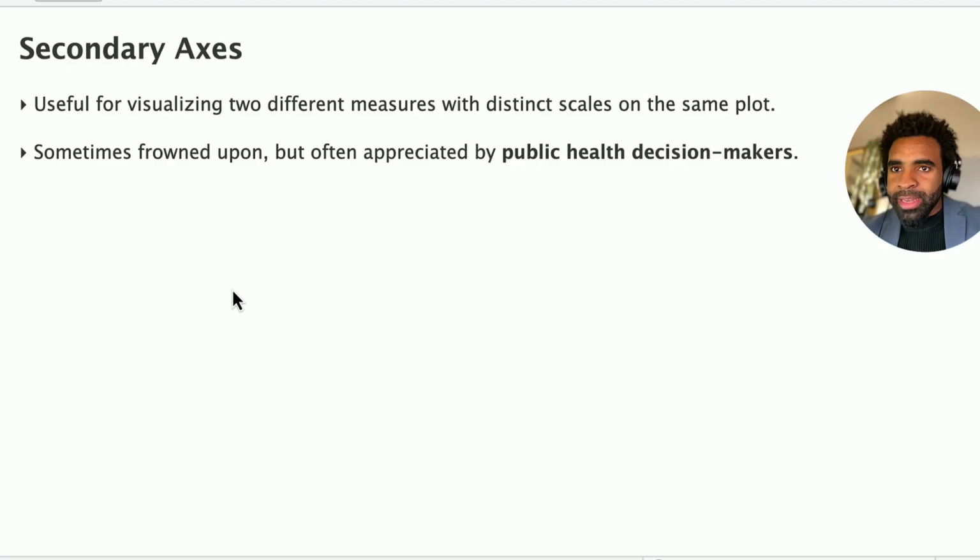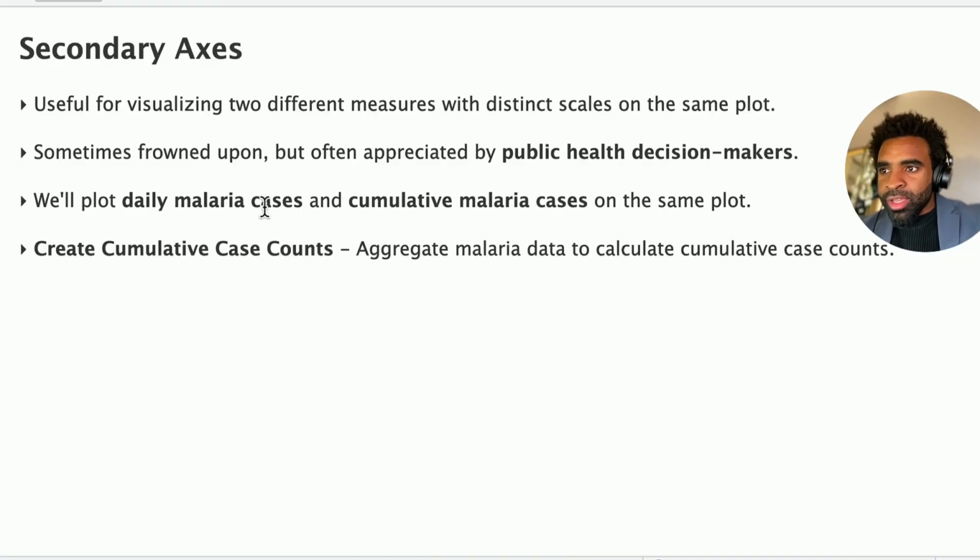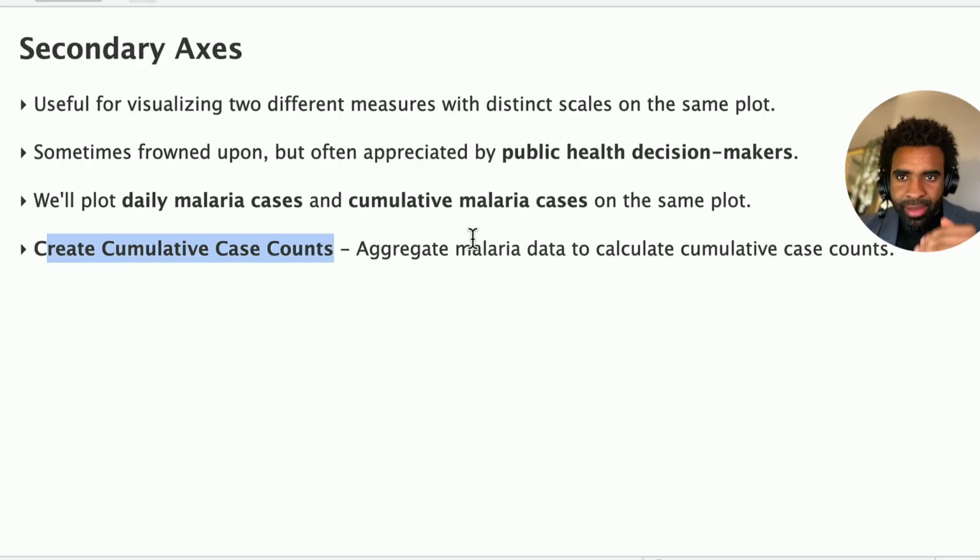So a very common example of the kind of secondary axis plot we are asked for in public health data visualization is plotting daily and cumulative cases on the same plot. We're going to do this using our MAL dataset, plotting daily malaria cases and cumulative malaria cases on the same ggplot. To do this, we'll start by creating the cumulative case counts variable for malaria. That is, we aggregate the cumulative counts over time. You'll see what that means in a second.